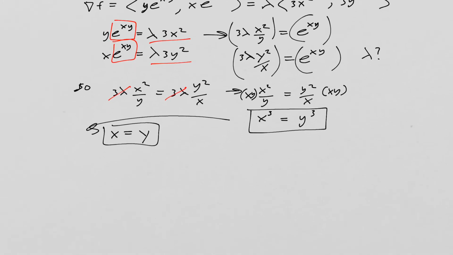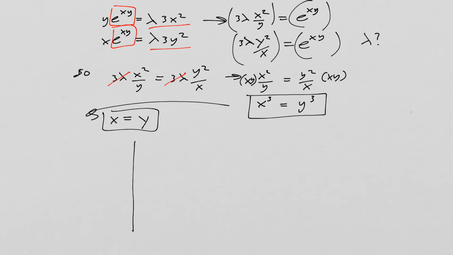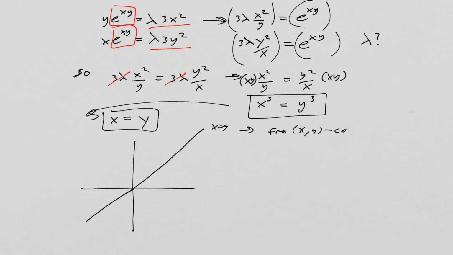All right, so what we have here is this line of points. So x is equal to y, but of course, what we have to do is find an xy combo that satisfies the original constraint.